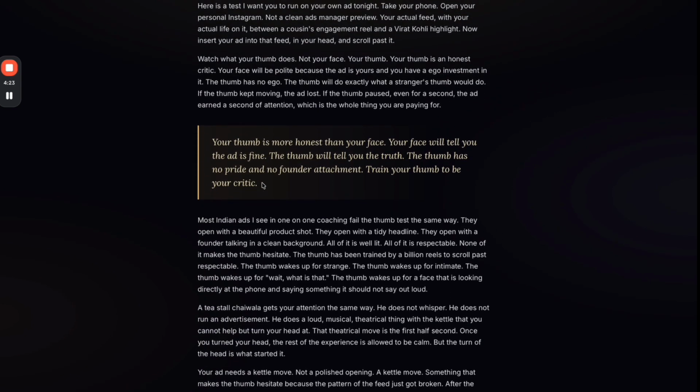Take your phone, open your personal Instagram, not a clean ads manager preview, your actual feed, with your actual life on it, between a cousin's engagement reel and a Virat Kohli highlight. Okay, now insert your ad into the feed in your head and scroll past it. Watch what your thumb does, not your face, your thumb. Your thumb is an honest critic.